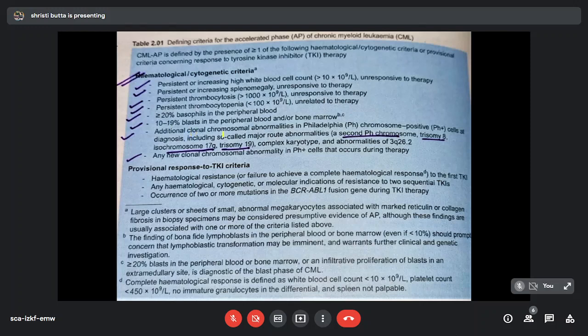And additional clonal chromosomal abnormalities like a second Philadelphia chromosome, trisomy 8, isochromosome 17q, and trisomy 19, or sometimes you may also have some complex karyotypes. So one or more of these criteria must be fulfilled, or the provisional criteria. What is the provisional response criteria to TKI? That is the hematological resistance to the first TKI, any hematological or cytogenetic or molecular indication, and occurrence of two or more mutations in the BCR-ABL1 fusion gene during the TKI therapy.